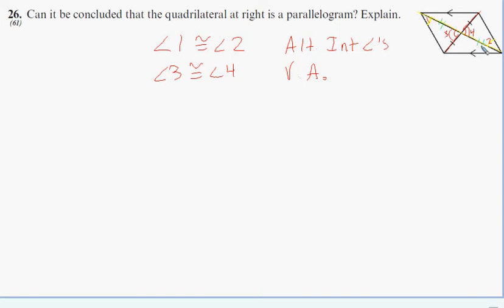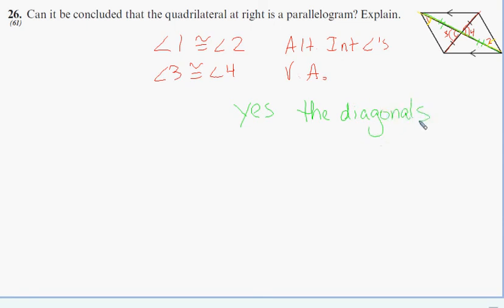these diagonals are congruent to one another, and that means that this diagonal here is bisected. And if both diagonals in a quadrilateral are bisected, then we know it's a parallelogram. So can it be concluded? Yes. The diagonals bisect each other.